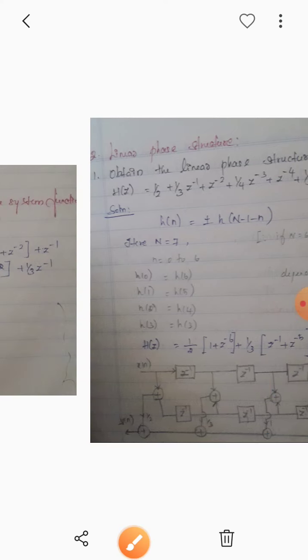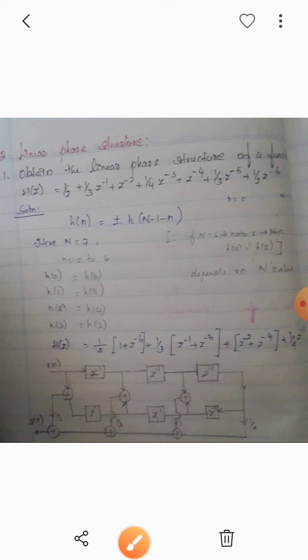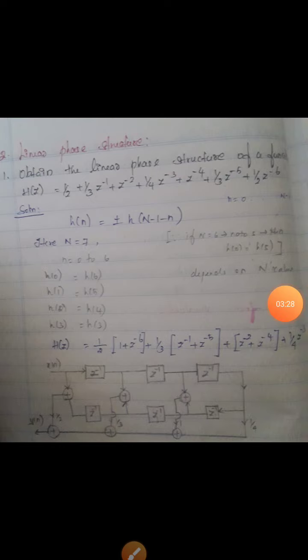You have to combine all this together, you get y(n). This is the relation between x(n) and y(n).